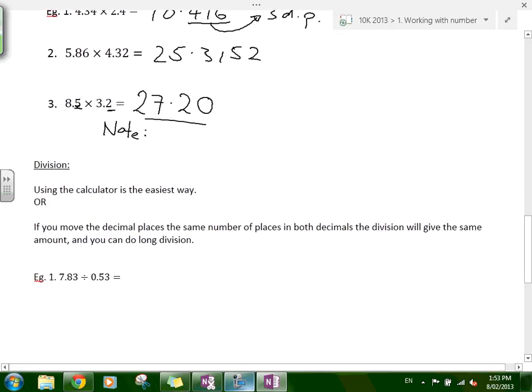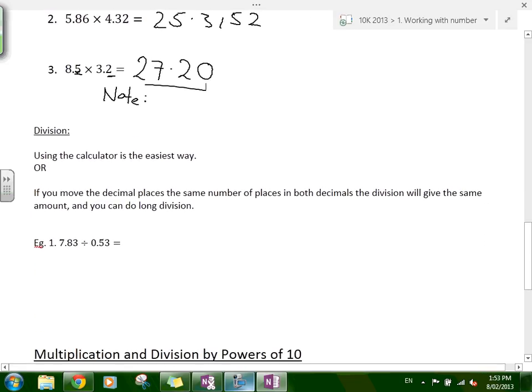Okay, just quickly, division. Now, to divide by hand, you have to do long division. Hands up if you're confident with long division. Really? That's all right. Long division has its uses.